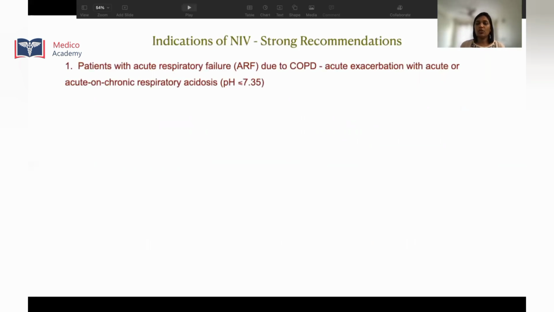So let's come to the strong recommendations for NIV. There are two main strong recommendations for NIV. The first one is in those patients who present with acute respiratory failure due to acute exacerbation of COPD. If these patients come with acute respiratory acidosis or acute and chronic respiratory acidosis with a pH less than 7.35, then NIV is strongly recommended.